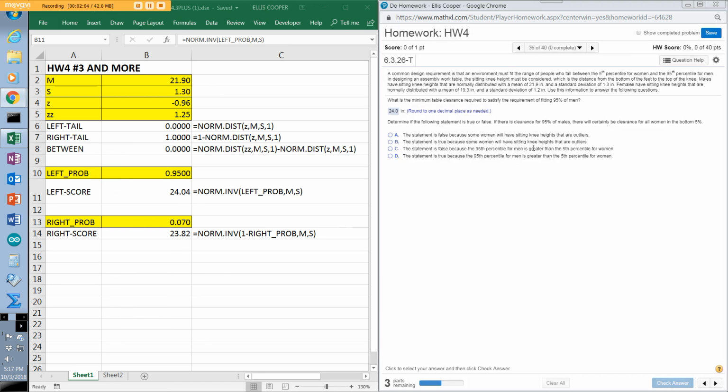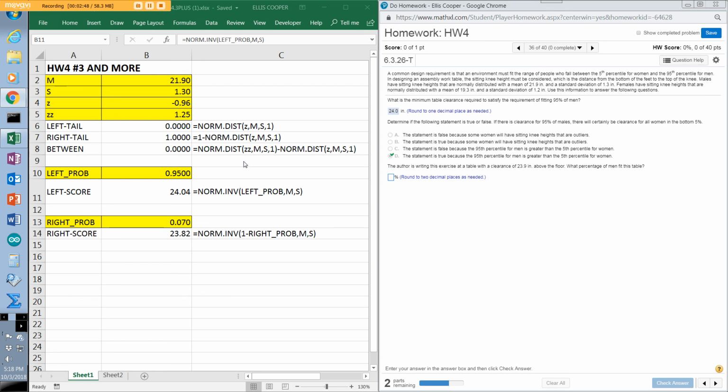Fine. Now, if it clears 95% of the men, and the women's numbers are not only smaller than the numbers for men, but they're talking about the bottom 5% of the women, well, that's got to be far to the left of the bottom 95% of the men. And so it's got nothing to do with outliers. The statement is true because the 95th percentile for men is greater than the 5th percentile for women.